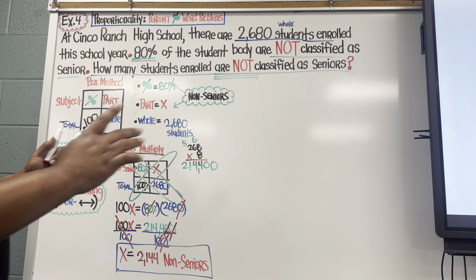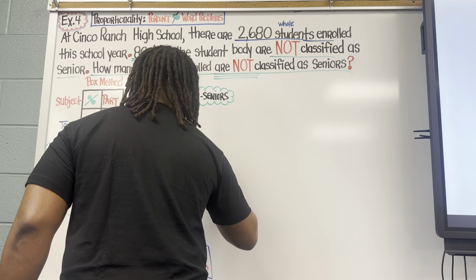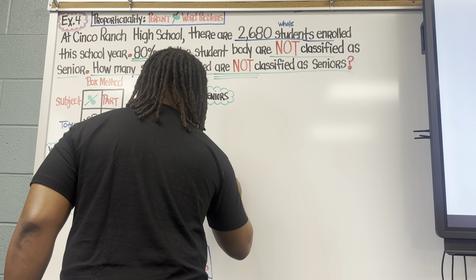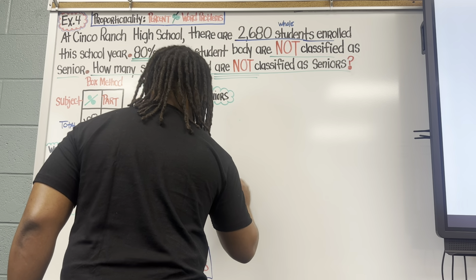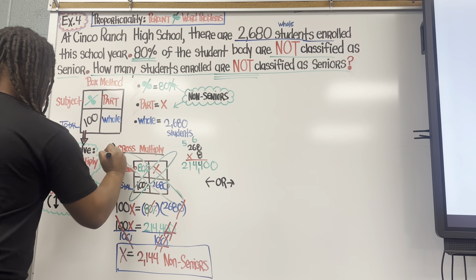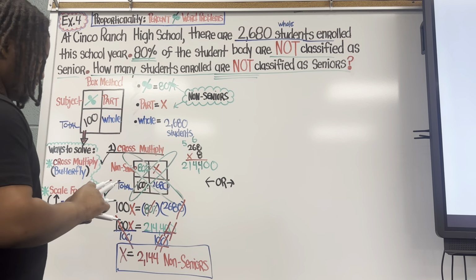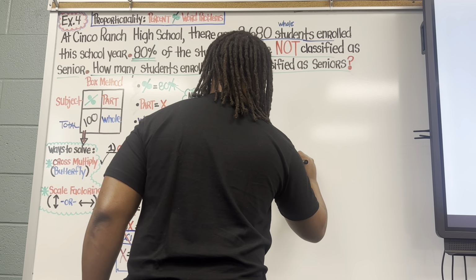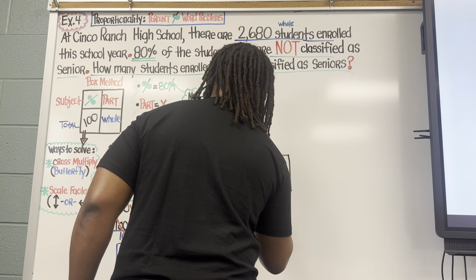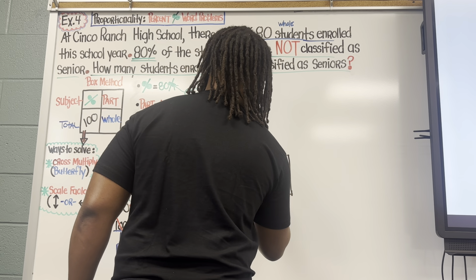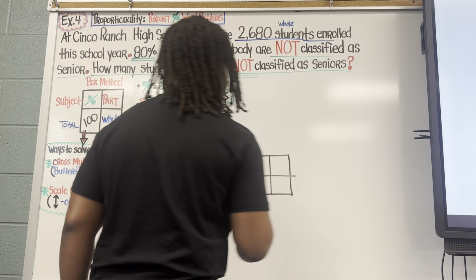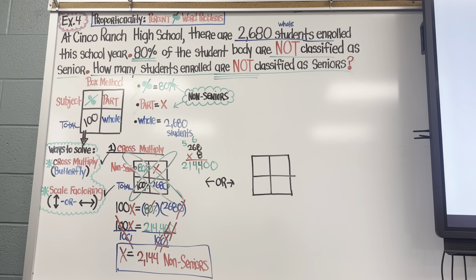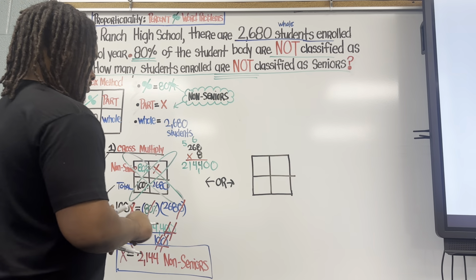Now, let's act like we didn't know that answer, and we're going to do it the opposite way to see if we get the same answer. So I'm going to put OR. And once again, I did cross multiplying. Now I'm going to do scale factoring. And scale factoring is based on numbers and their multiples. So for example, 8 is a multiple of 2, because if I multiply 2 by 4, I will get 8. 16 is a multiple of 2, because if I multiply 2 times 8, I will get 16, okay?